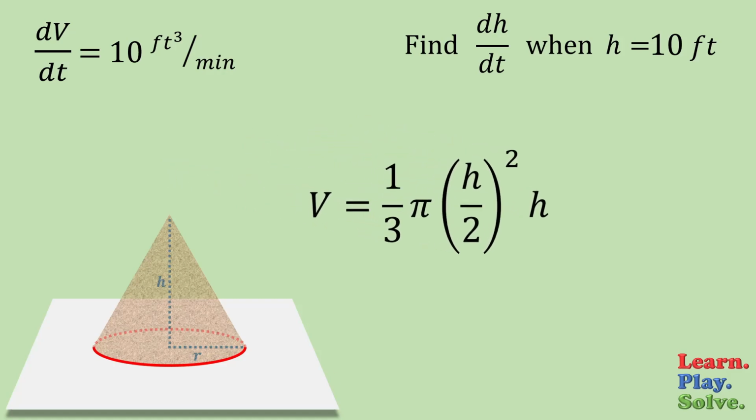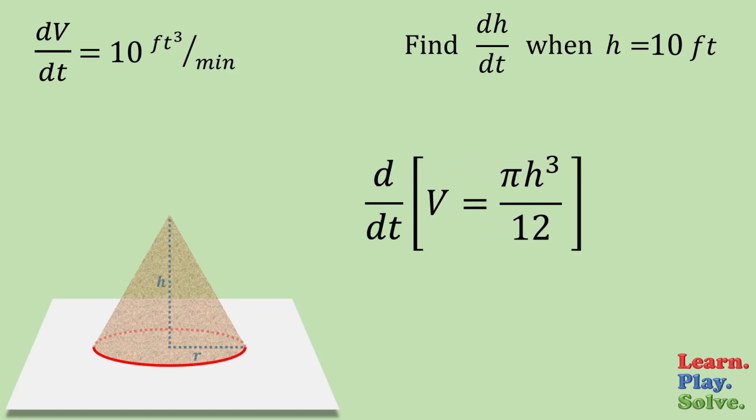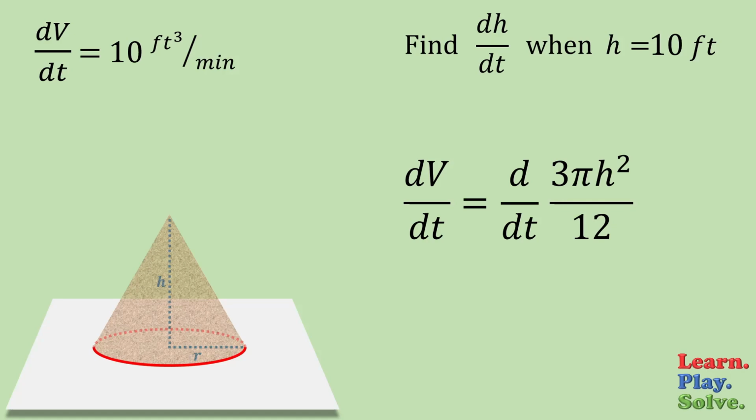Now let's clean this up. This is a relationship between the volume and the height. Let's differentiate both sides of this equation with respect to time. The left side is dV/dt, and on the right, using the power rule, we get this, which simplifies to pi h squared over 4. And this is times dh/dt because this is with respect to time.